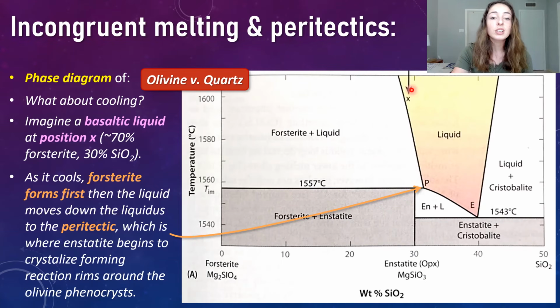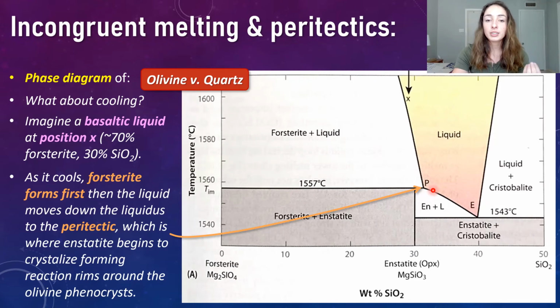As it cools, forsterite forms first, because remember, we said it incongruently melts, in which forsterite is the solid left over, and silica-rich liquid melts first. And remember that cooling is just the same kind of equal but opposite process. So forsterite is going to crystallize first from this liquid. And because forsterite is crystallizing out of the solution, the liquid becomes more silica-rich, moving down the liquidus here toward a more silica-rich composition until it meets the peritectic.